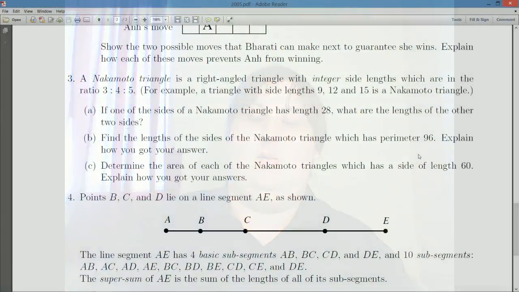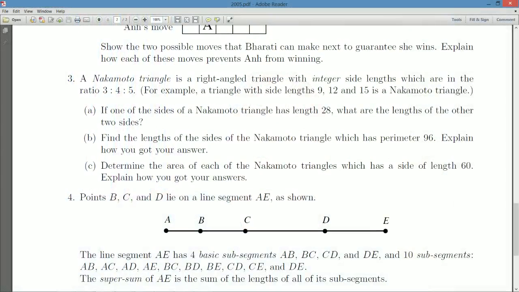Welcome back, everyone. We just finished up question number 2, so let's take a look at question number 3 on the 2005 Grade 9 contest, the Fryer contest. Alright, so it's got a special kind of triangle. A Nakamoto triangle is a right-angled triangle with integer side lengths, which are in the ratio 3 to 4 to 5. Okay, 3, 4, 5, very common right-angle triangle.